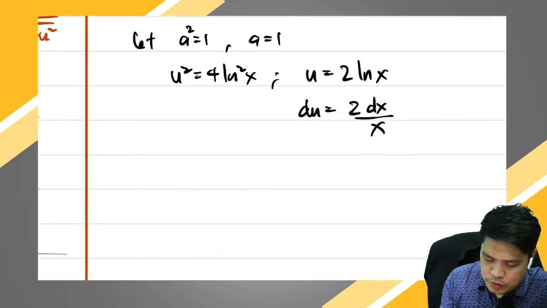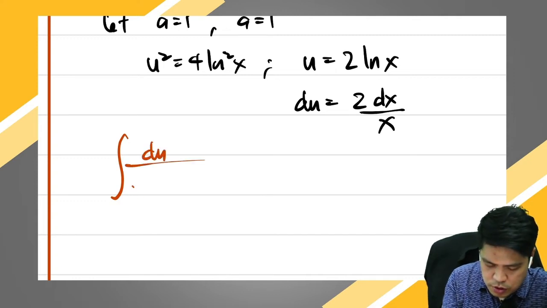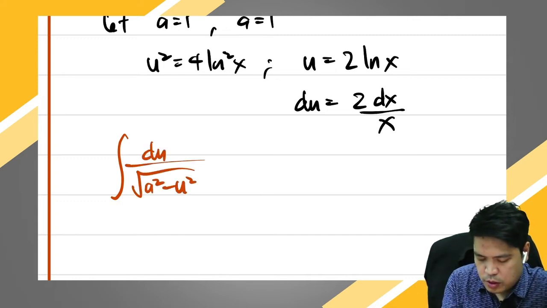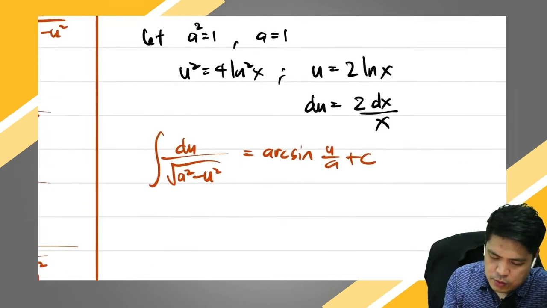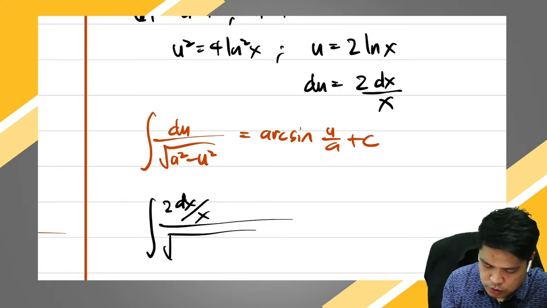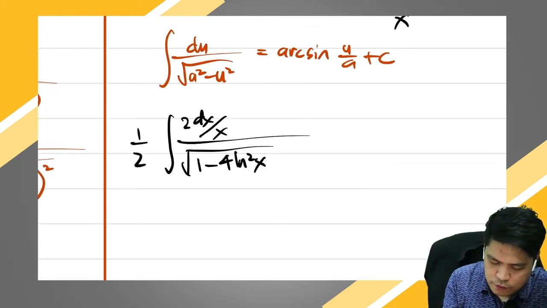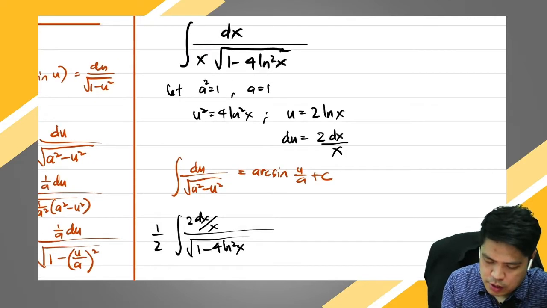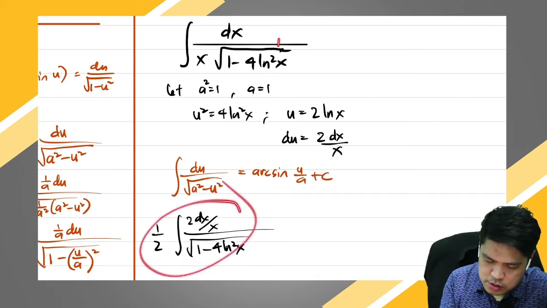Okay? So therefore, if we now reconstruct again the integral of du over square root of a squared minus u squared, which is the arc sine of u over a plus c, then we'll have the integral of 2 dx over x over the square root of 1 minus 4 ln squared x. So again, multiply this by 1/2 para maging pareho sila, and this x is actually this. Pwede natin ilagay siya sa baba. So meaning, this is now the same as this.